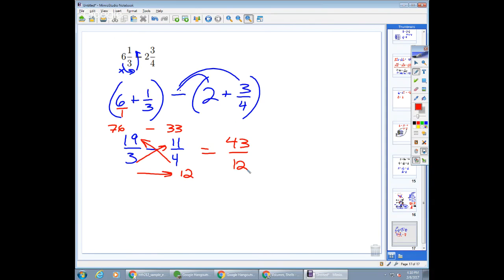Do I have to reduce it? Do I have to change it to a mixed number? Answer is no, it's fine like that. You could if you want. The alternative algorithm here would be to stack them. And this is one way the book presents it.